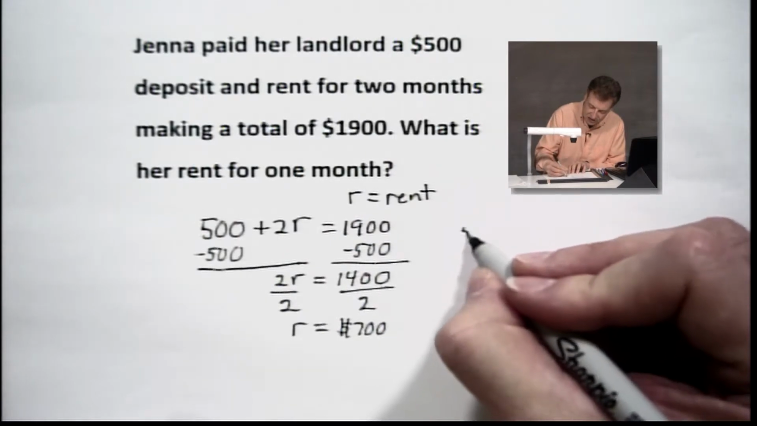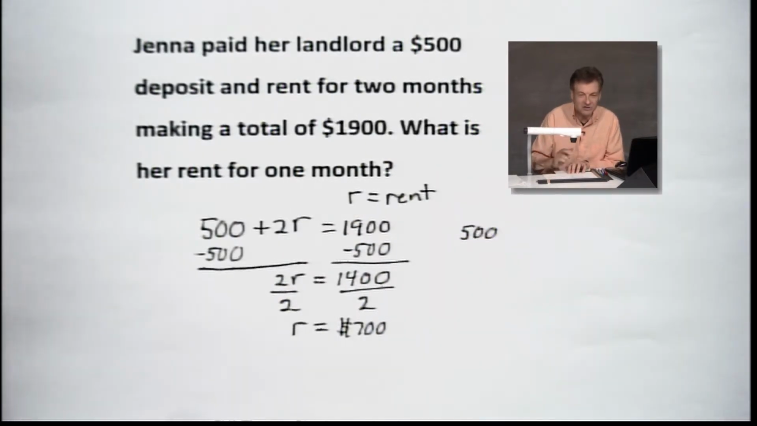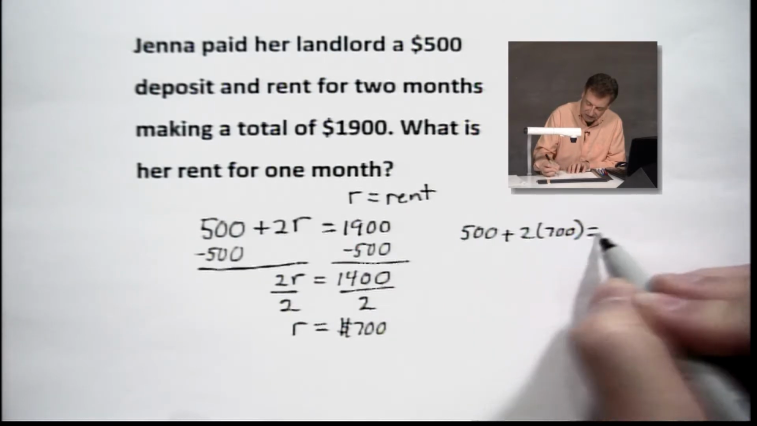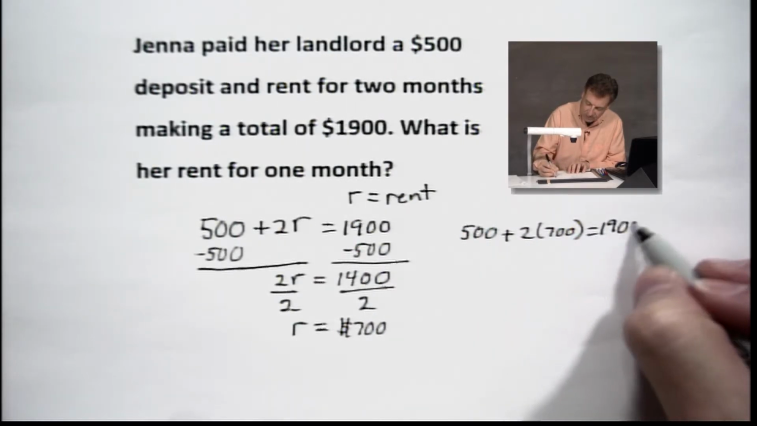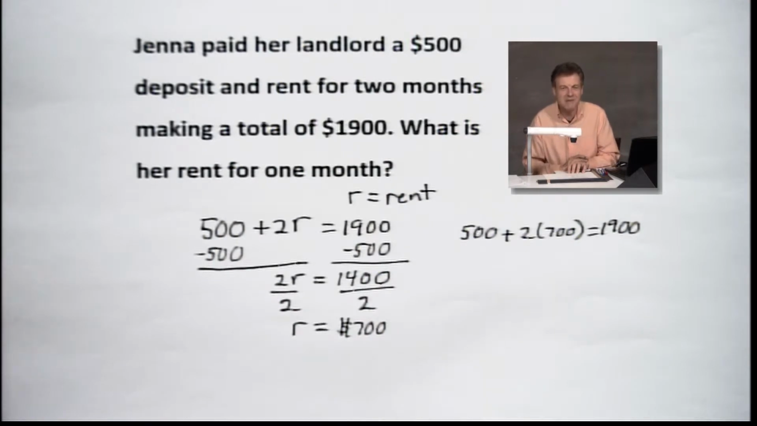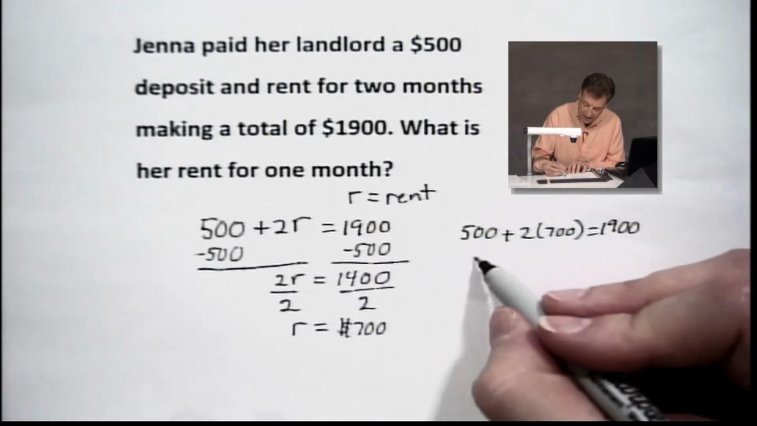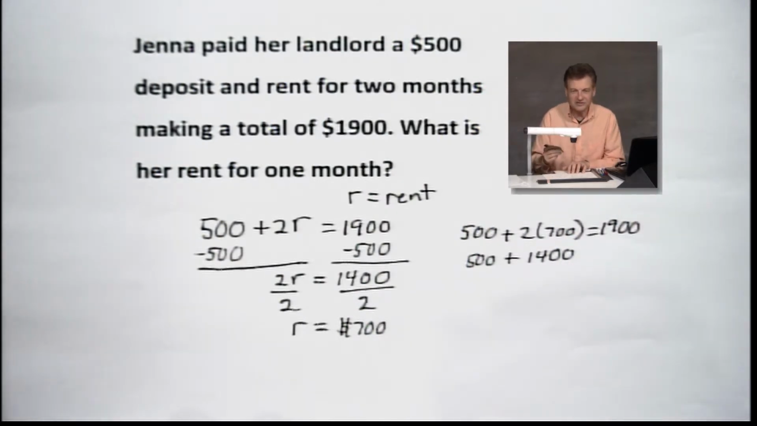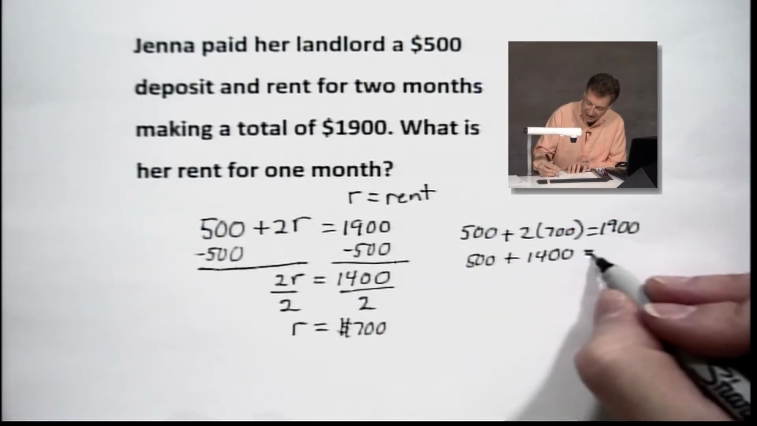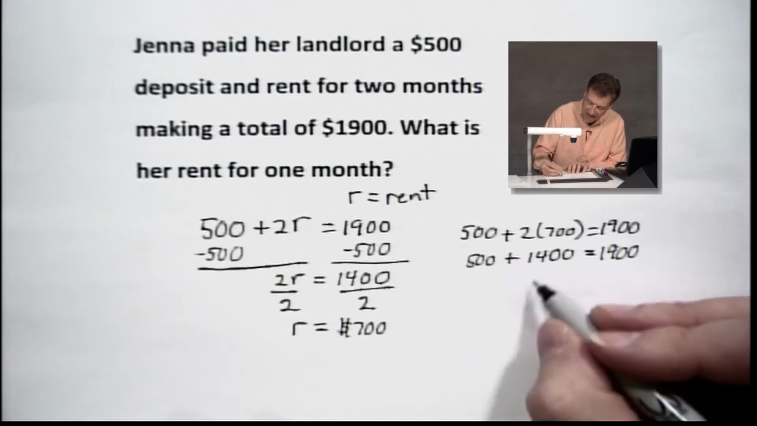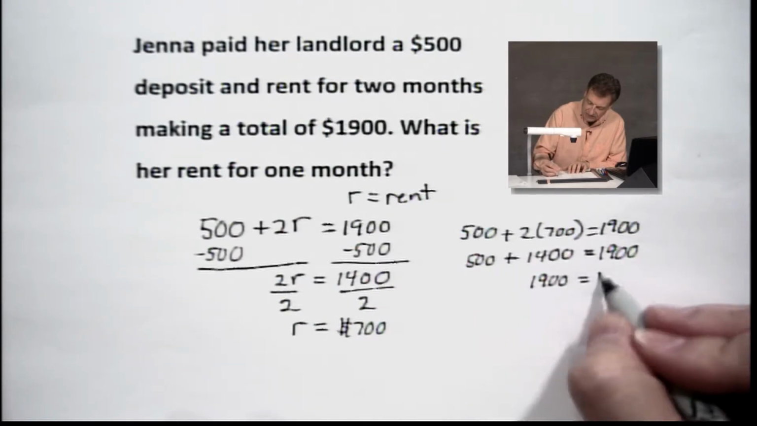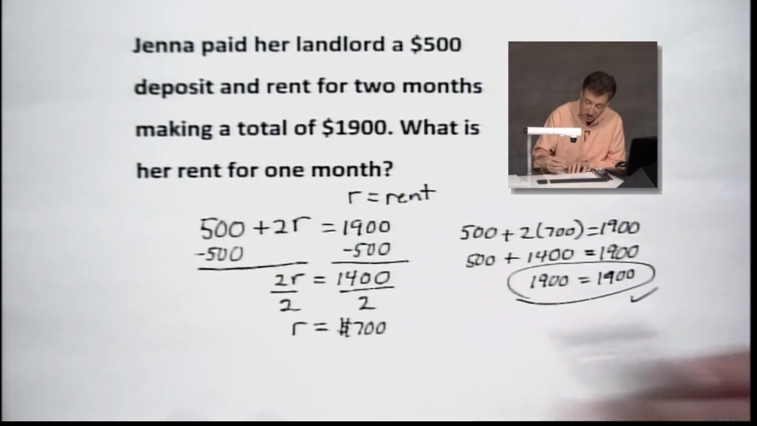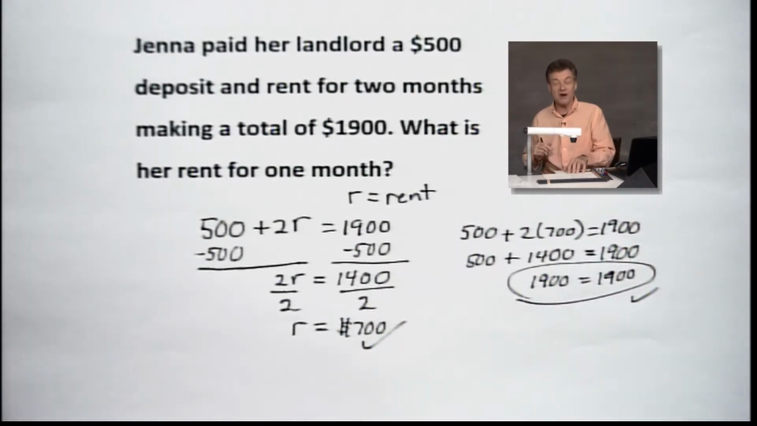Well, let's check it out. We got 500 plus 2 times 700. Will we get 1,900? Big question there. Money, money, money. I got 500. Whew. That 1,400 stings, doesn't it, guys and ladies? Wow, I tell you. Equals 1,900. I'm seeing a lot of dollars. Unfortunately, it does check, and that's your rent right there.